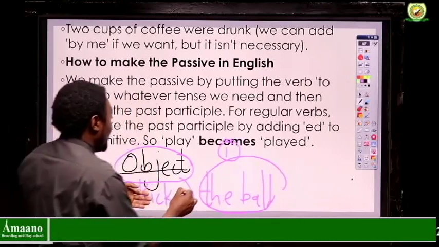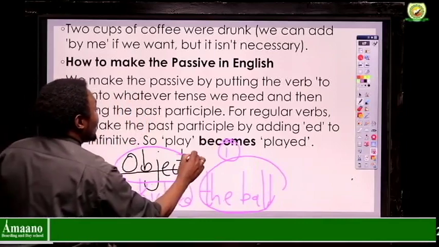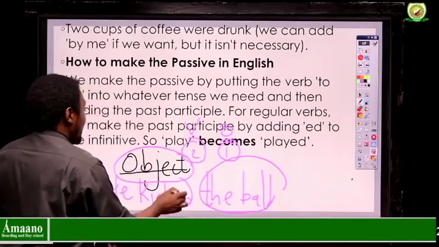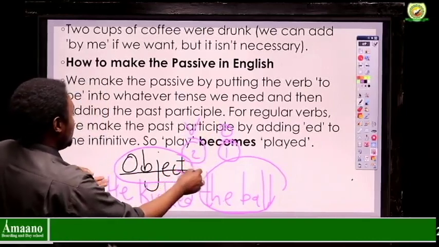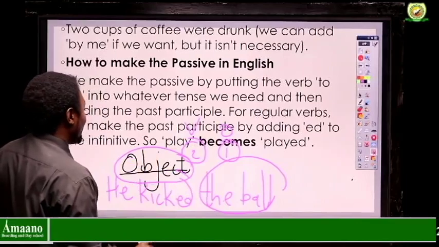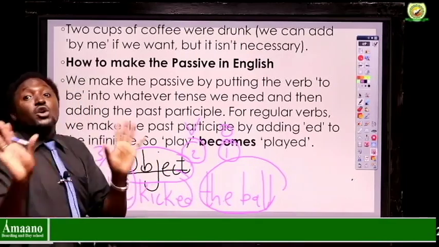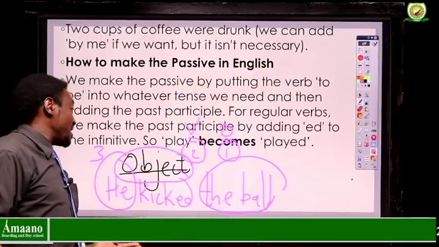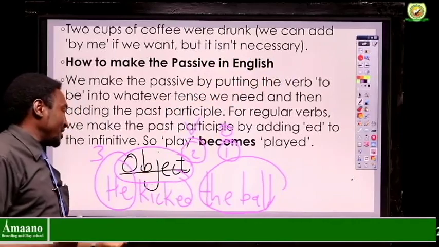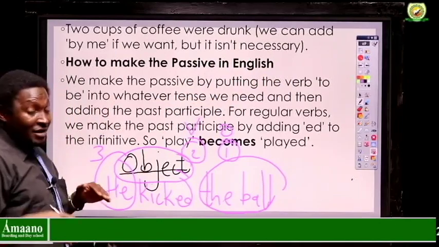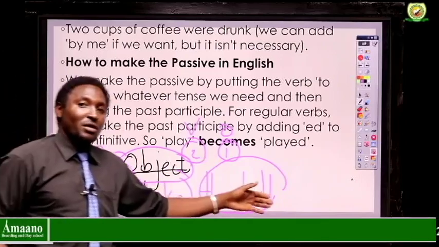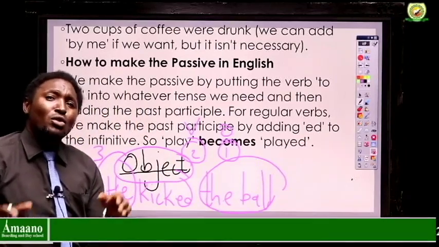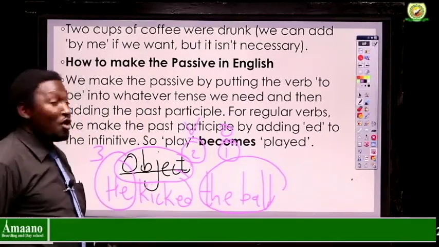Number 1. Then was. Number 2 is verb. This is object. This is verb. And was kicked. The ball was kicked. Then you can add number 3 if you want. Sometimes it isn't necessary. If you want to add the subject, you can say by him. The ball was kicked by him. So that is passive voice. Active, he kicked the ball. Passive, the ball was kicked by him. I hope we are together.